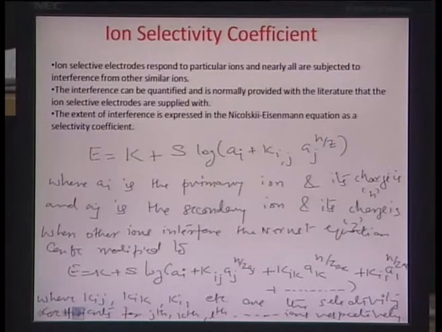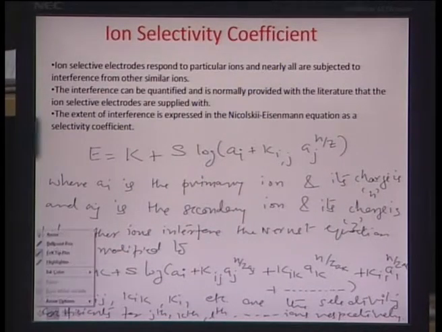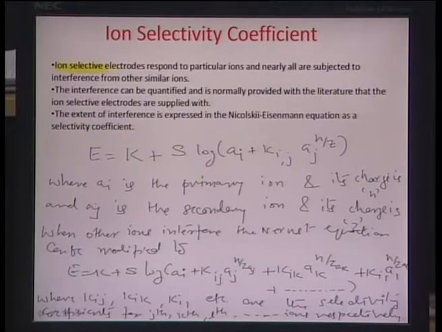So, for designing ion selective electrodes, a very important factor is the ion selectivity coefficient. It is a quantification of the interference. In a nutshell, we can summarize all this as follows: ion selective electrodes respond to particular ions, and nearly all are subjected to interference from other similar ions. The interference can be quantified and is normally provided in the literature that ion selective electrodes are supplied with.